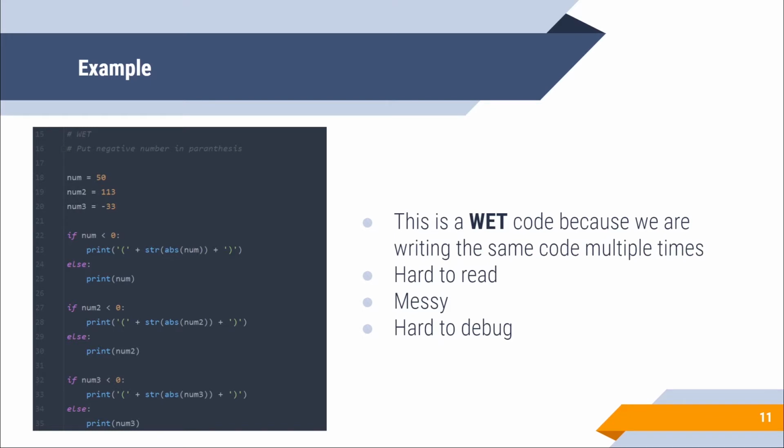So this is an example of WET code. What this code does is add parentheses around all the negative numbers. And as you can see, if we have three numbers, we are writing this 3 times, and this is very messy to read. And if you have to debug, you have to fix this 3 times, which is not efficient work.